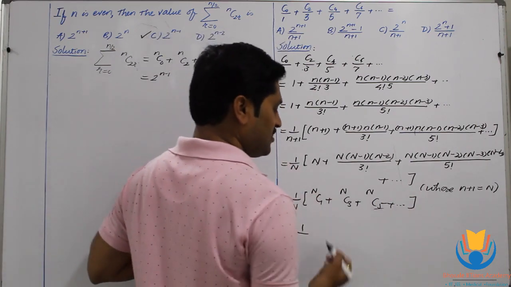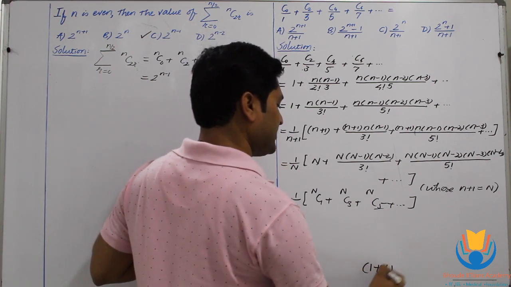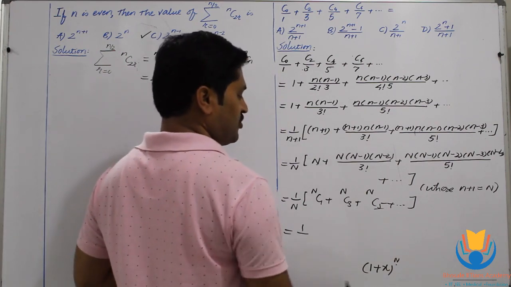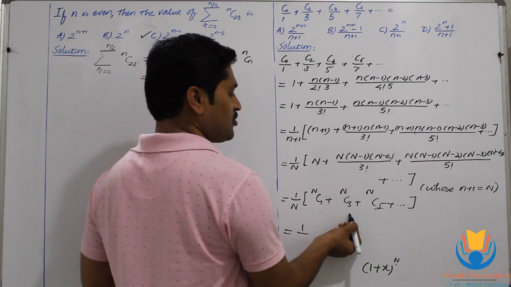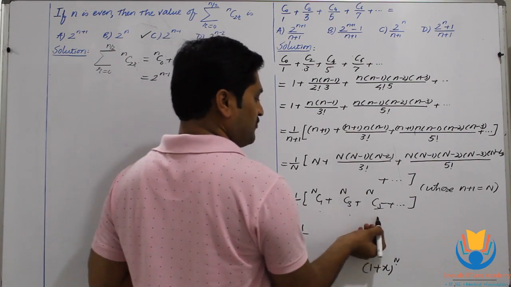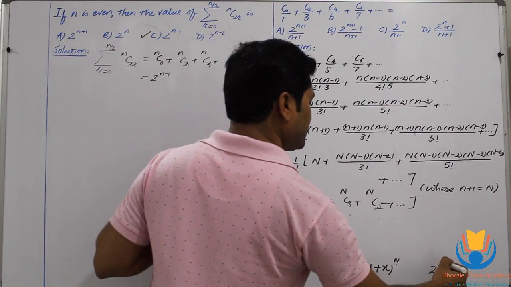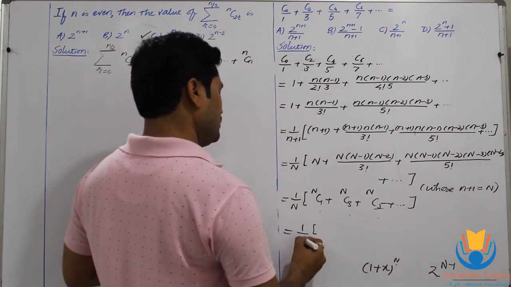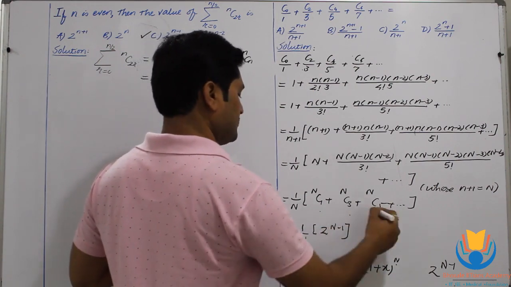So these are the coefficients of odd terms in this expansion 1 plus x whole raised to, we have taken this capital N. So the sum of coefficients of even terms, that is the second term, this is the coefficient of the fourth term, this is the coefficient of the sixth term, their sum is always given by 2 raised to n minus 1. So here we will write this 2 raised to n minus 1 for their sum.